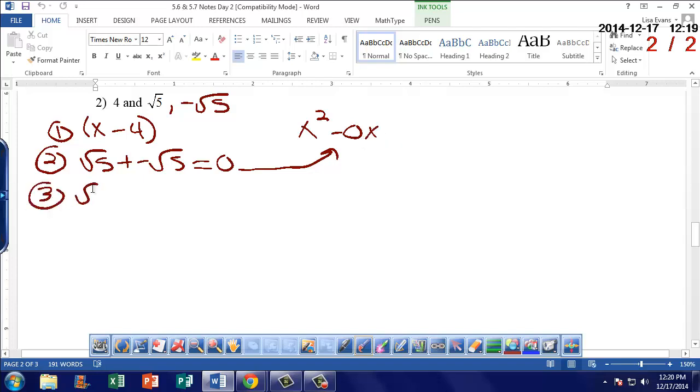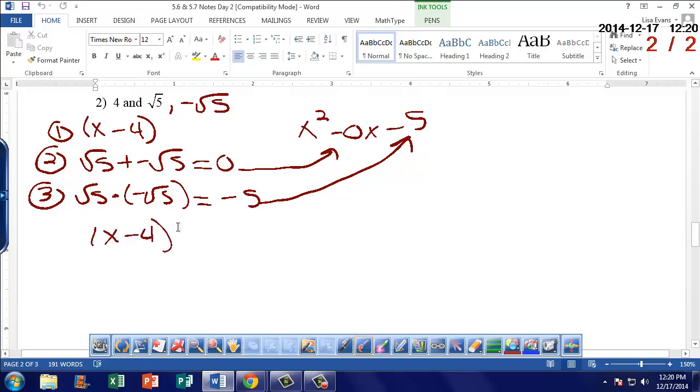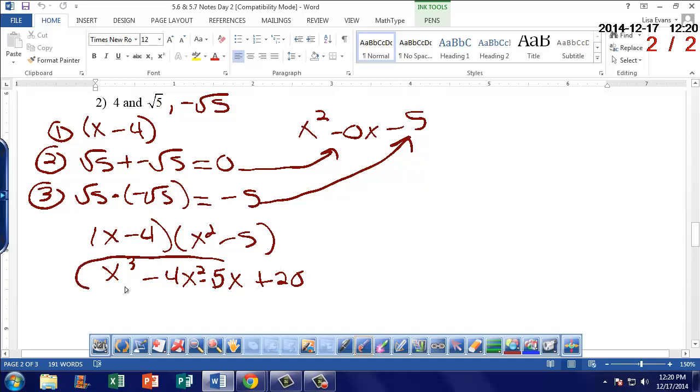Then we're going to multiply the conjugates. Square root of 5 times negative square root of 5 is negative 5, and we're going to write that down. Now this one is a lot easier because all I need to multiply is x minus 4 and x squared minus 5, because we have no middle term. So we get x cubed minus 4x squared minus 5x plus 20. Not so bad, right? The shortcut is a little bit better than multiplying all of that out.